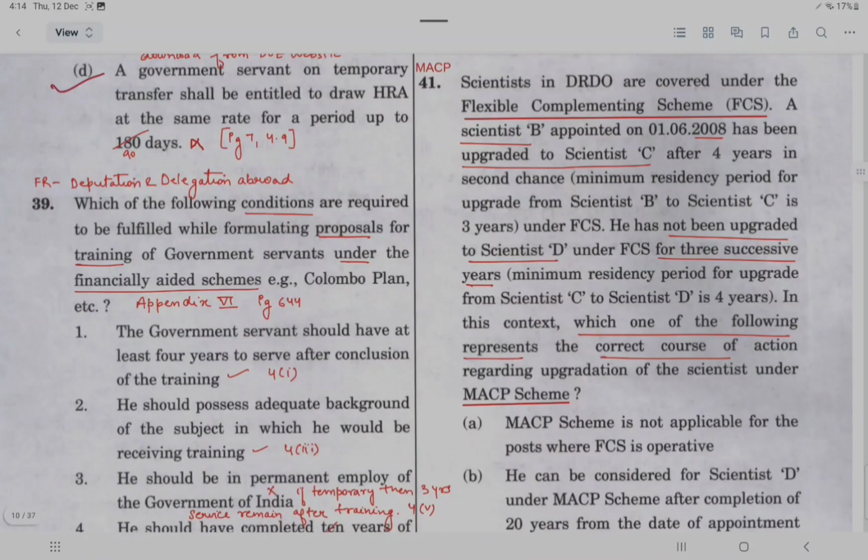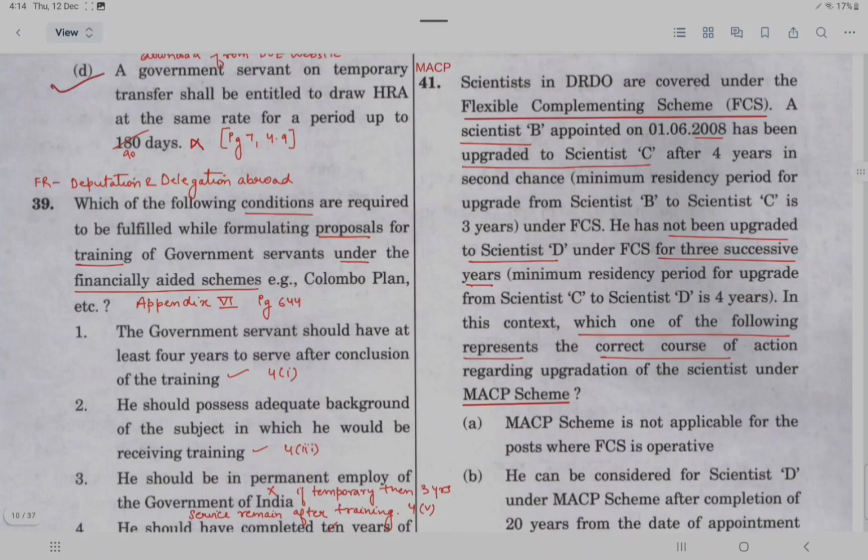In this video, we are discussing previous year questions of paper 2 of LDCE exam for the year 2021-2022. We'll be discussing 20 questions from question number 41 to question number 60. Questions are from topics like fundamental rules, MACP, APAR. Most of the questions are from pension rules.